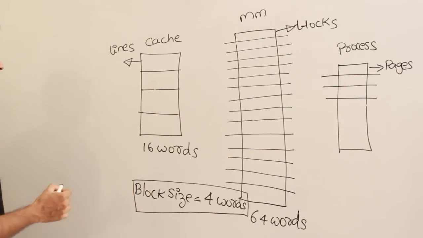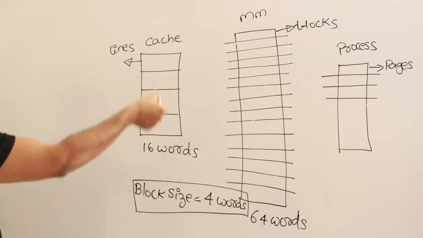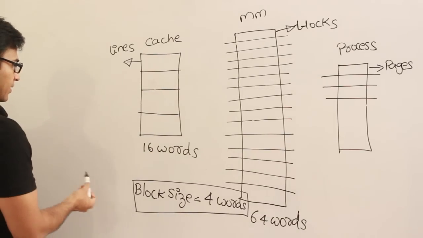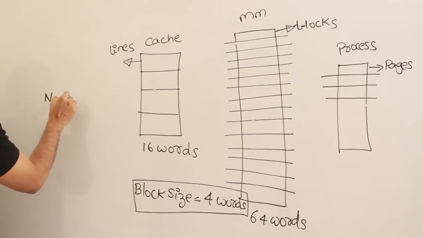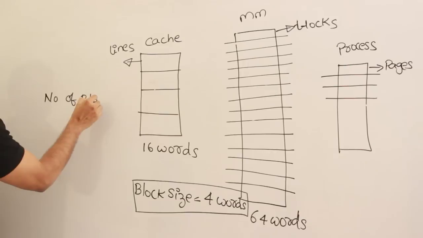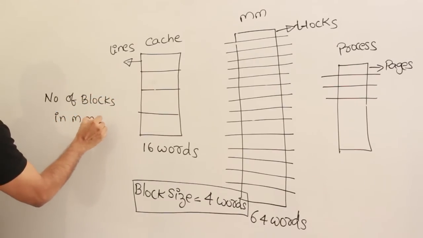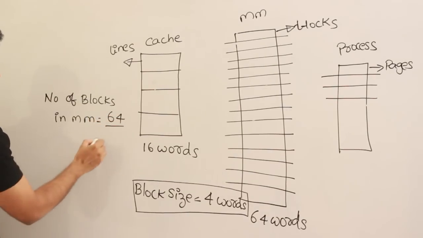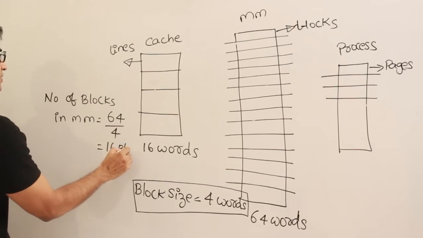Okay, now one block is 4 words, therefore how many blocks will be there in the main memory? So you can find it out, right? Now using this, the number of blocks in main memory. So how many blocks are there? Totally 64 words are there, and each block contains 4 words. Therefore, number of blocks equal to 16 blocks, right?